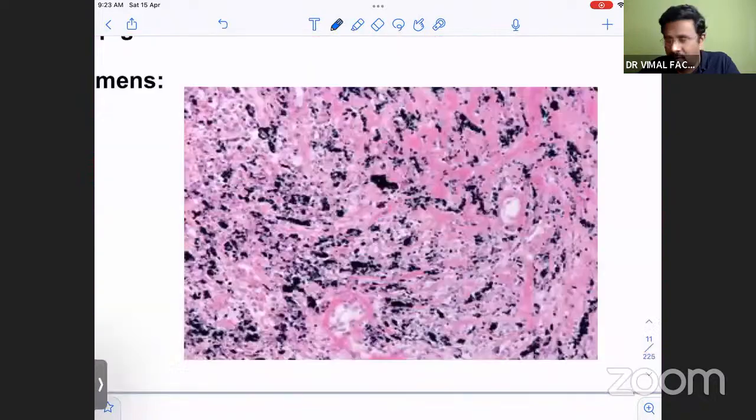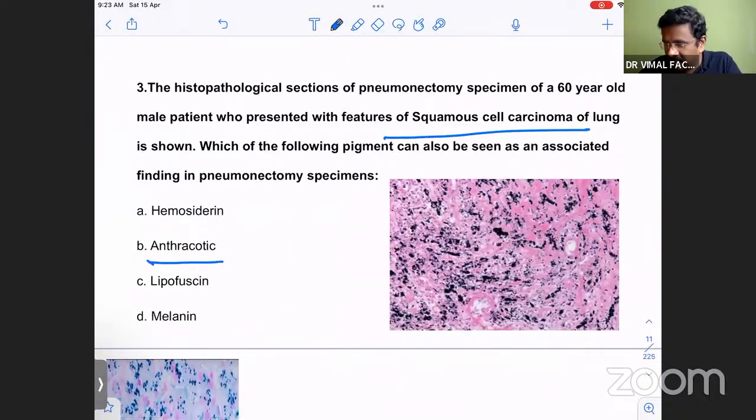First thing you have to think of is anthracotic pigment. These are nothing but the inhaled carbon particles. Day to day we are inhaling a lot of carbon particles, and those carbon particles are deposited in the lung. You call that anthracotic pigment.